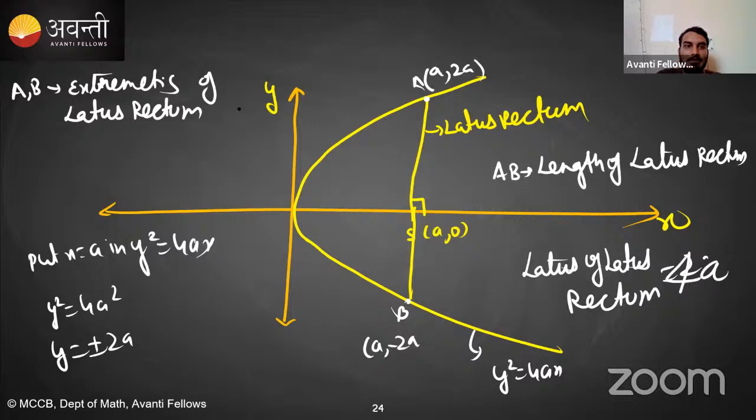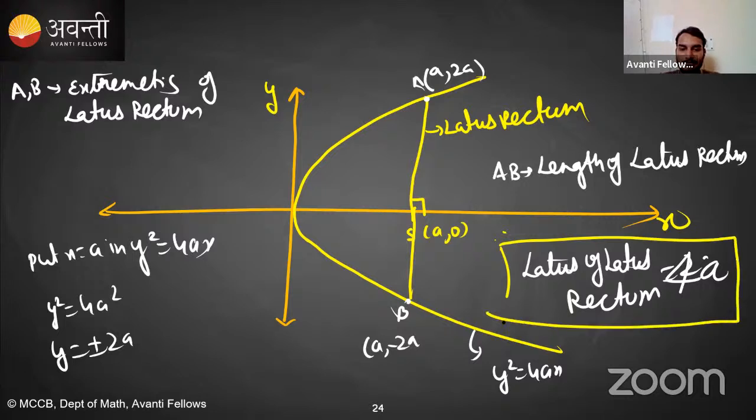4a. Clear? Clear everyone? So length of latus rectum is 4a. Okay. Now see, how else can this 4a come? Can someone tell me? What is the foot of perpendicular? What is the directrix? X is equal to minus a.